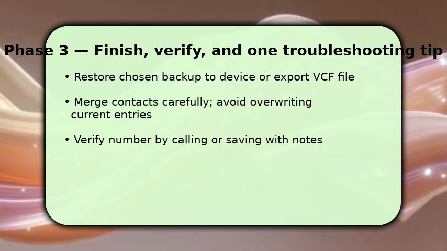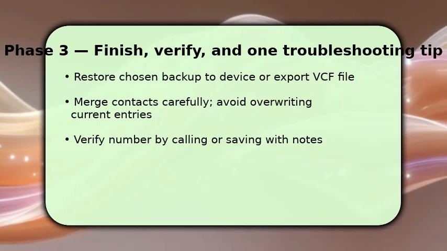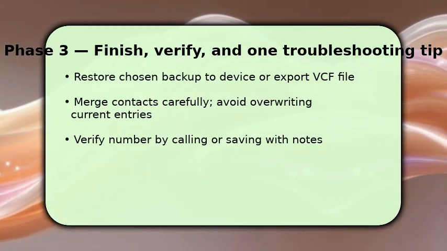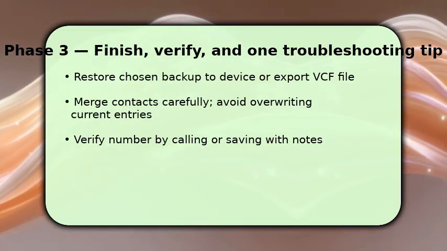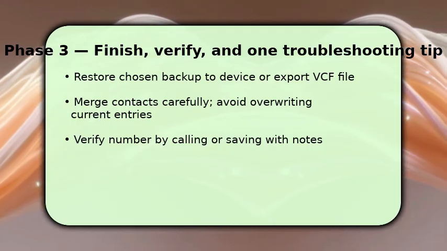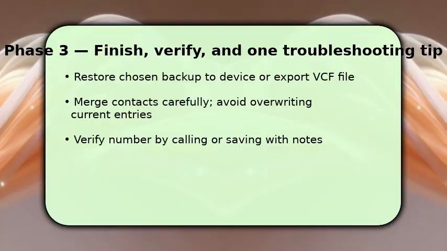Once restored, merge duplicate entries carefully and update labels so you know the source. Make sure to verify the number by calling or sending a message, and then lock the contact with notes about the recovery date. If restoration fails, try a different backup snapshot, or contact your carrier for a records request as a troubleshooting step.